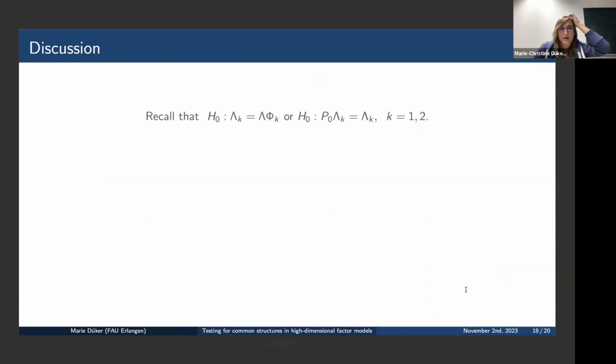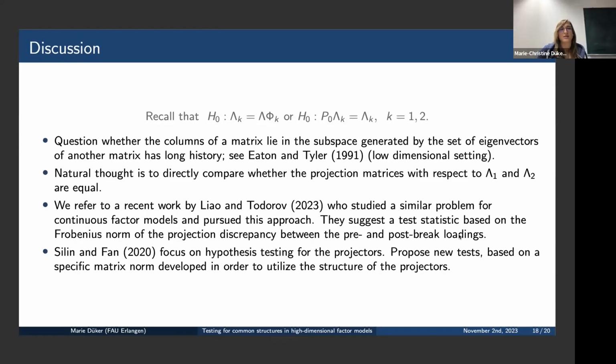Yeah, so with that, I move on to a little bit of a discussion. For the discussion part, I just want to remind people that this kind of problem is very much the question of whether the columns of a matrix lie in a subspace generated by the set of eigenvectors of another matrix. And this kind of problem has a very long history.